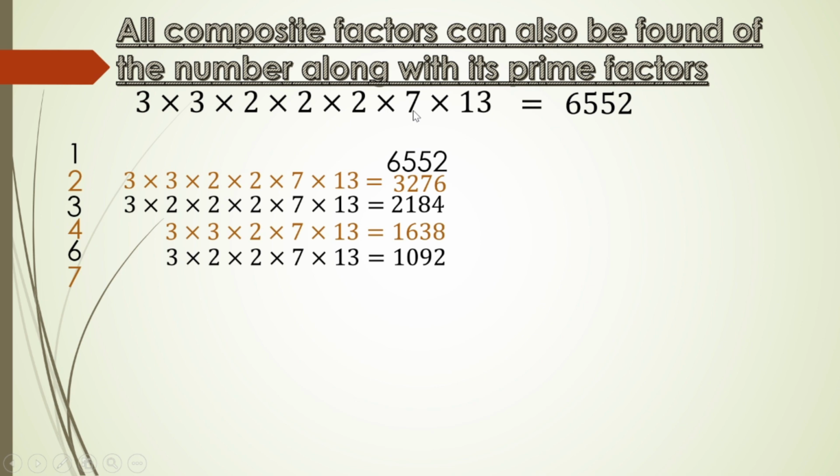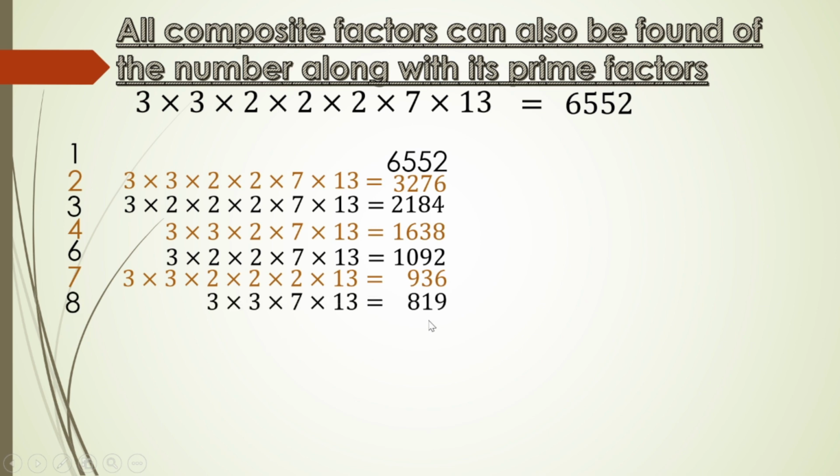7 is a factor as 7 is present, so leaving 7, the rest of the factors will give you the cofactors, which is 936. Is 8 a factor? Yes, because this is present. So 8 is a factor and the cofactor is 819. Is 9 a factor? Yes. And the cofactors are these.